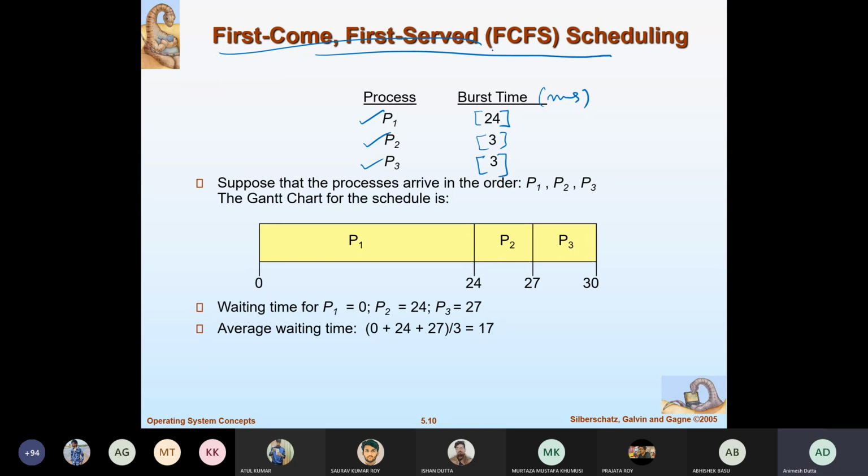Now, as we are going FCFS, the order in which they come is the same order in which they will be sent to the CPU for execution. That means the order in which they have arrived in the ready queue is the same order in which they will be sent to the running state. Clear? That is FCFS, first come, first serve. So this particular diagram is called a Gantt chart. How is a Gantt chart prepared?